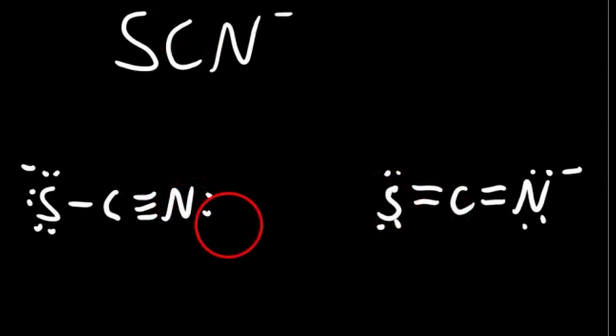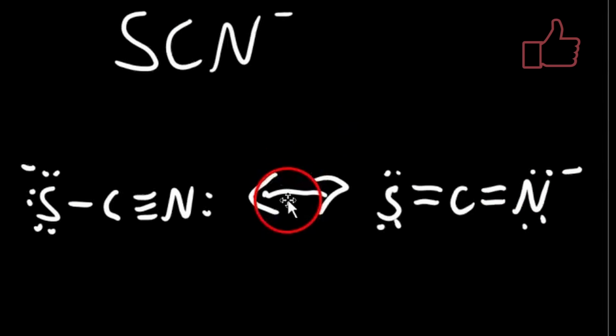So we have two valid structures, and the actual structure is going to look in between the two of them. Imagine these are mixing together. We indicate that using double-headed arrows. And these double-headed arrows don't mean that the actual structure is going back and forth between these two. It means we're blending them together.